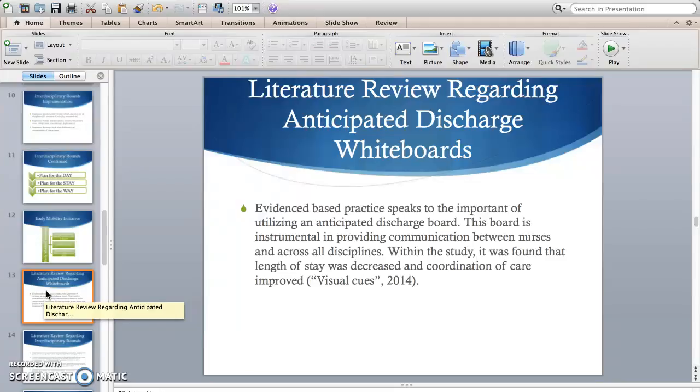So, literature review regarding anticipated discharge whiteboards. Evidence-based practice speaks to the importance of utilizing an anticipated discharge board. It's instrumental in providing communication between nurses across all disciplines. And it was found that length of stay was decreased, and the coordination of care was also improved.